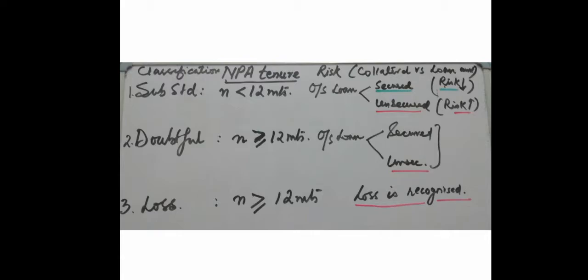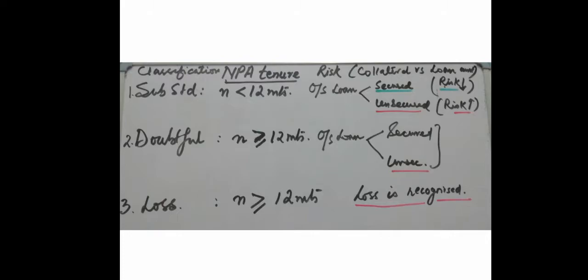Now the second segment is the doubtful asset category. In the doubtful asset category, you see, this is the same asset which was earlier lying in the substandard category. In the substandard category, this asset was kept for less than 12 months. The moment it touches 12 months and more, the asset quality goes down. It is getting eroded, and what will happen is the asset will be downgraded from substandard to doubtful category. And this will again have 2 segments of secured and unsecured.